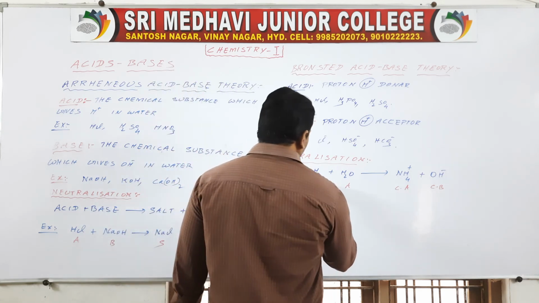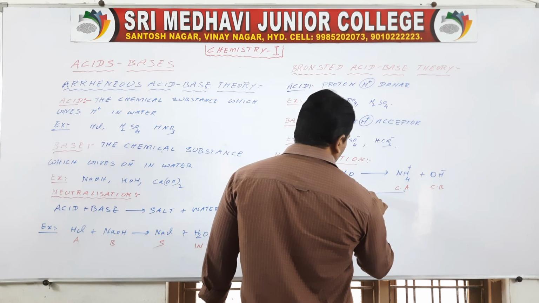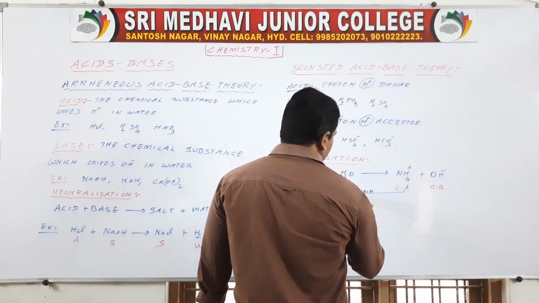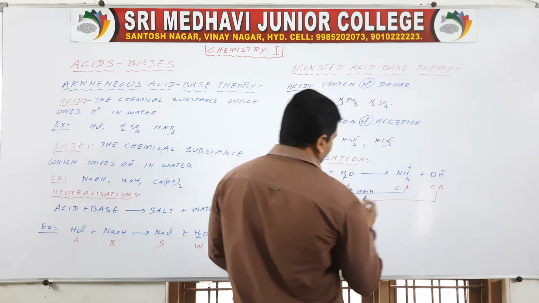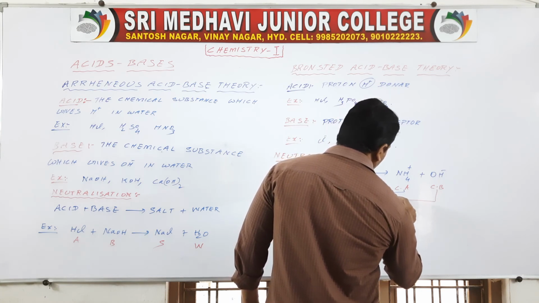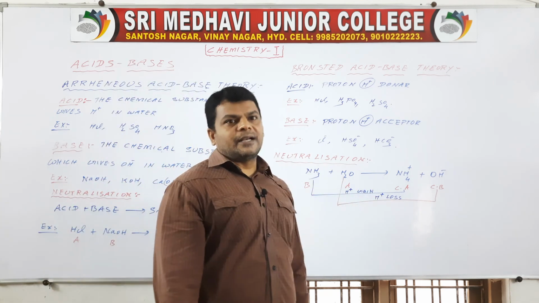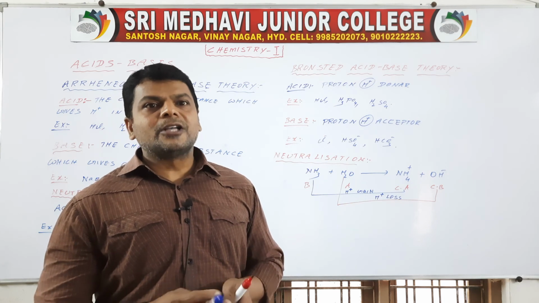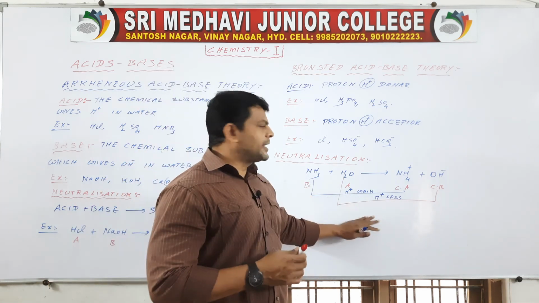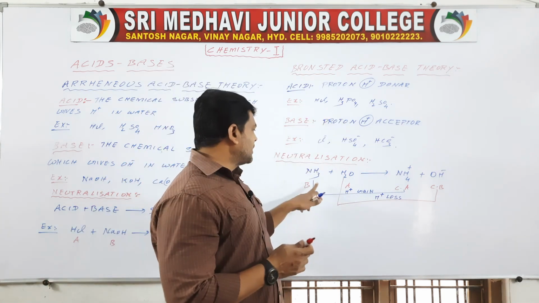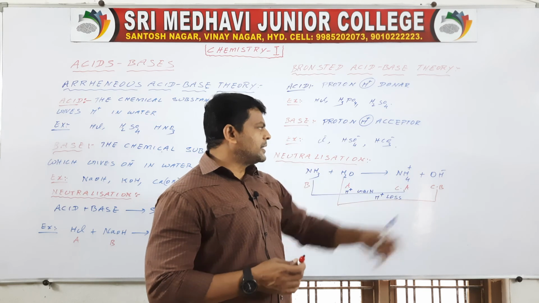See here, from NH3 to here, H plus gained. From H2O to here, H plus lost. So these two pairs differ by one proton, and are called conjugate acid base pair. So it is a neutralization reaction according to Bronsted acid base theory. Base combining with the acid gives rise to one proton transfer, NH4 plus and OH minus.